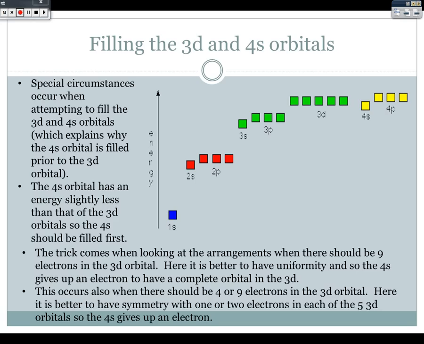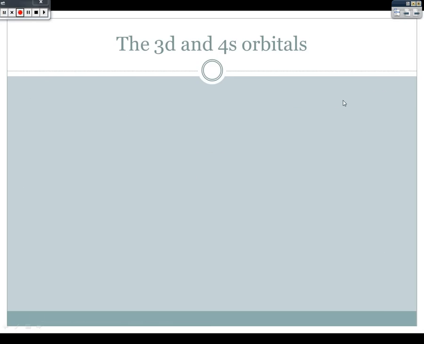So I'm going to talk about this in a second, but essentially, because there's such a small difference in the energy level between 4s and 3d, sometimes the symmetry of having a full 3d orbital or a partially filled 3d orbital outweighs the energy cost of getting it into a 3d from a 4s, and so the 4s will sometimes donate. So let's look at that.